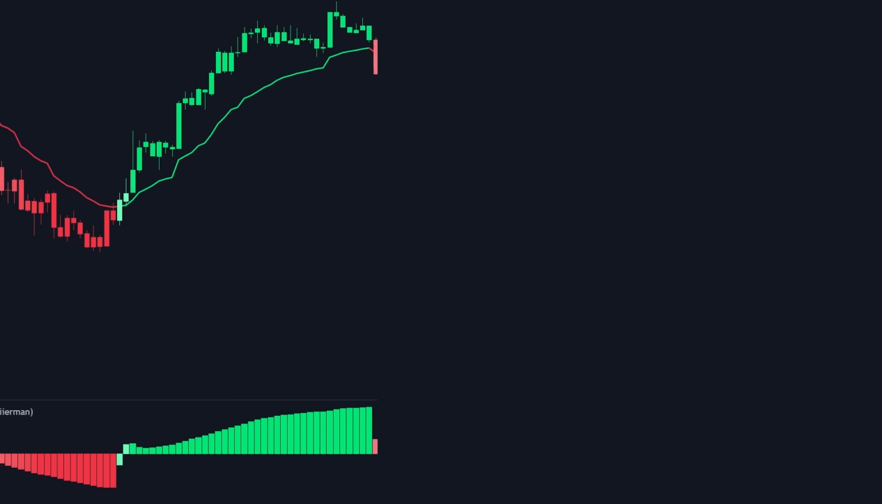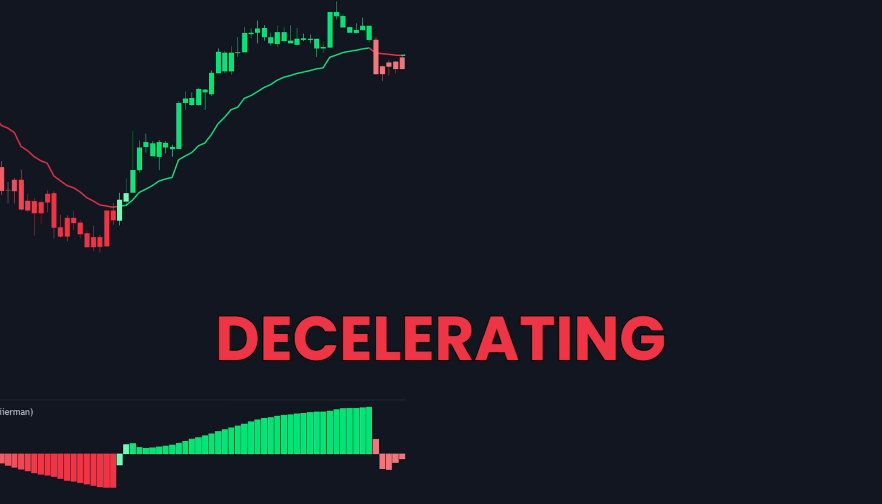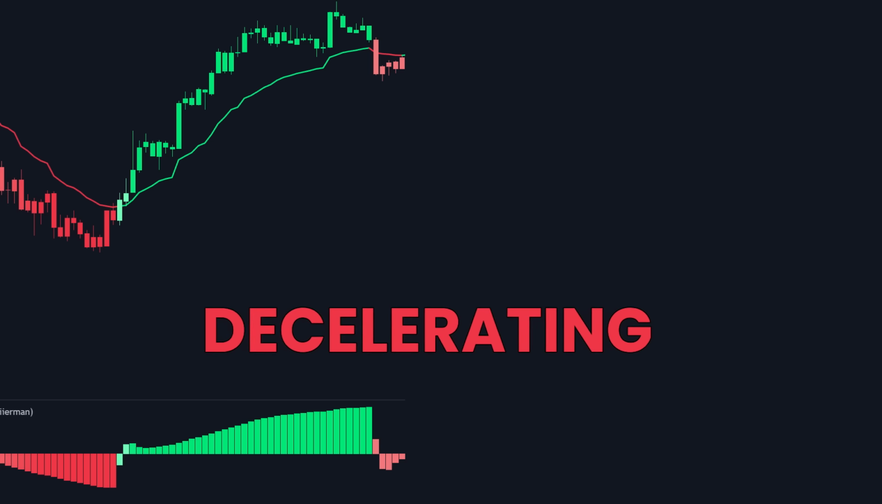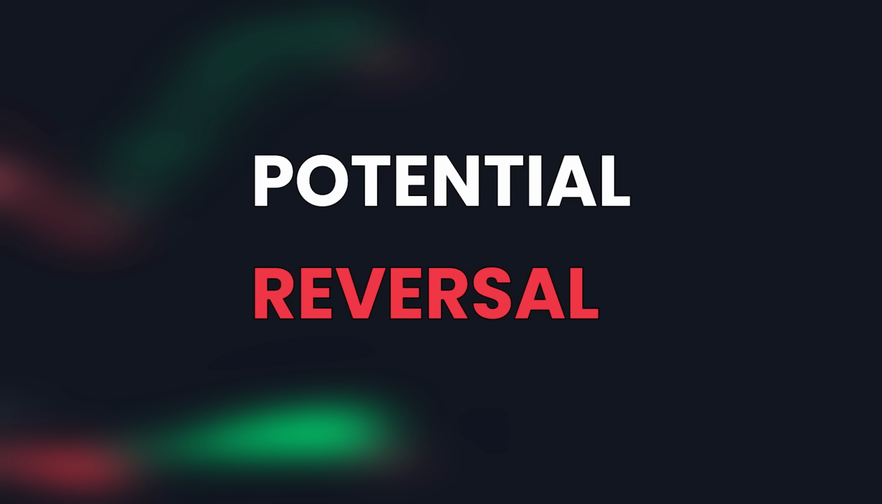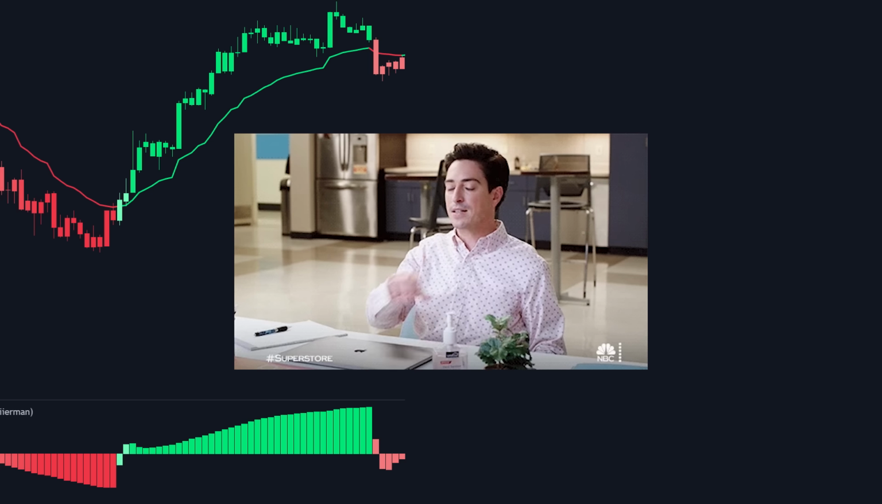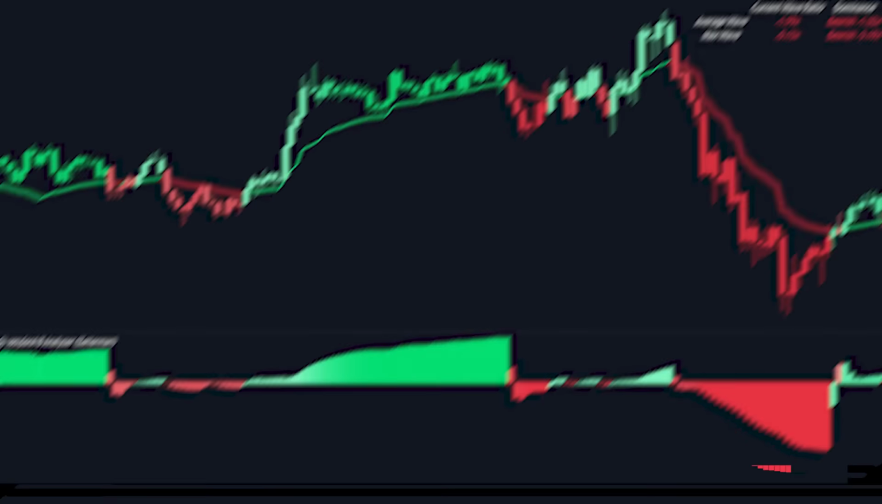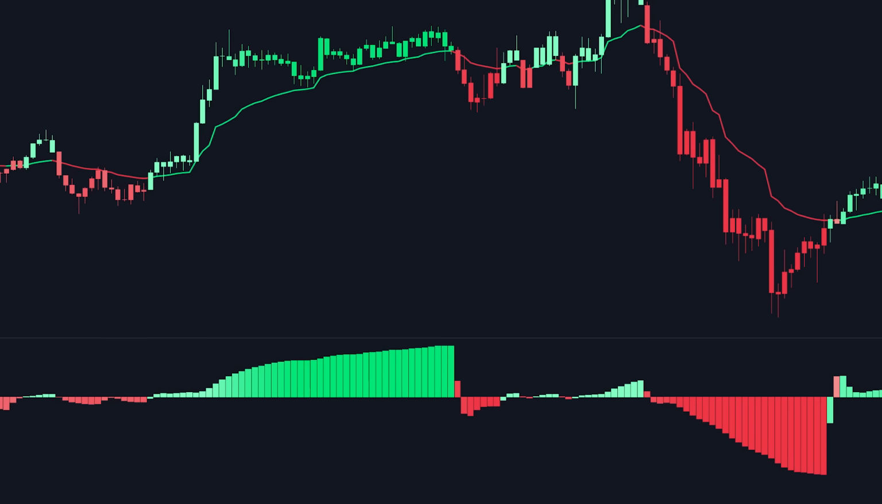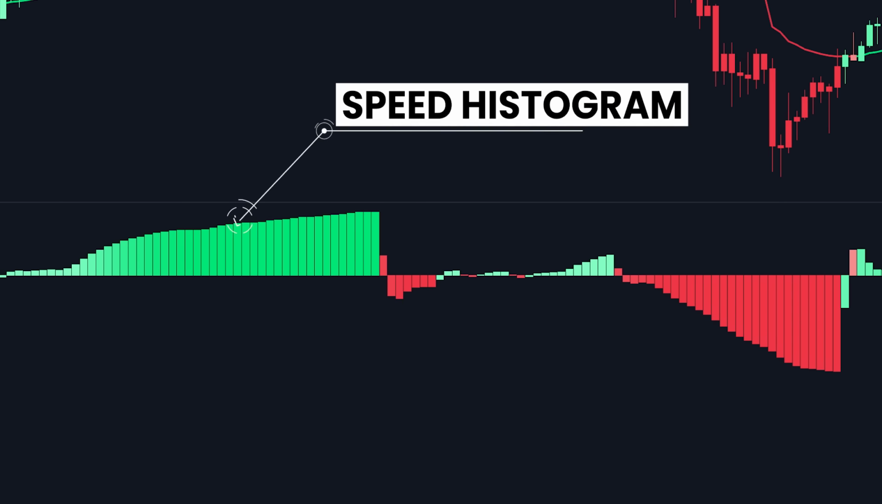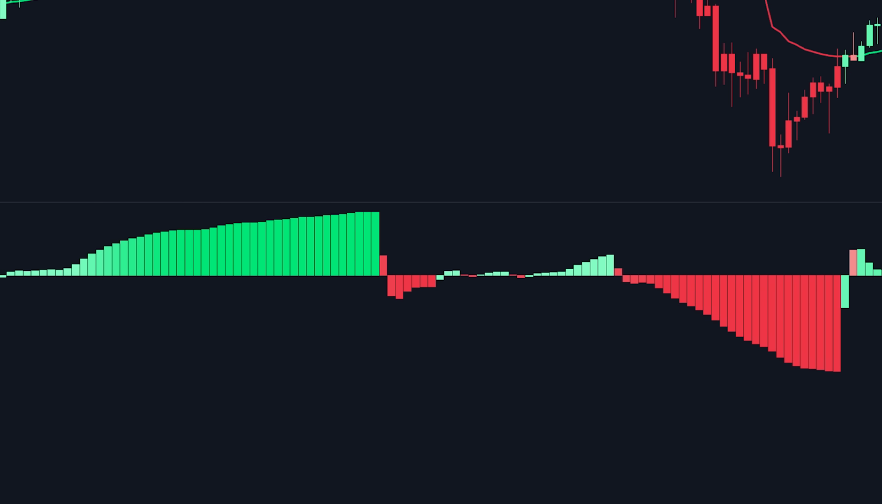If those bars start to shrink and head back towards the zero line, that's momentum decelerating. This is often your early warning system before a potential reversal, and it's information that most traders don't get until it's too late. This brings us to the third and perhaps most important application, identifying potential reversals before they fully unfold. The trend speed analyzer, particularly that histogram, gives you advance warning of these momentum shifts as they're developing.